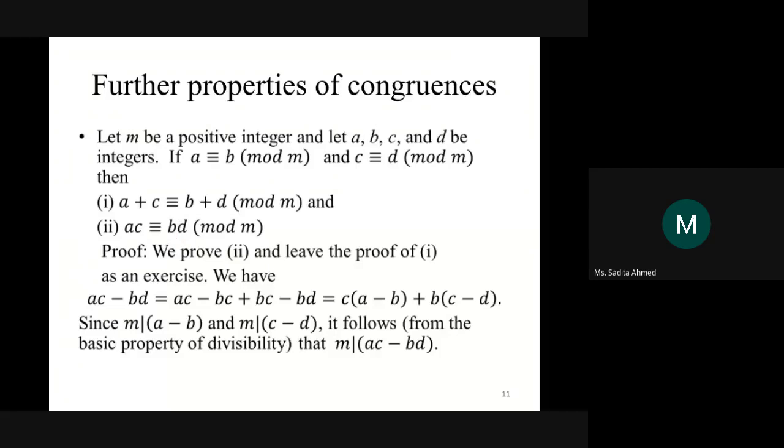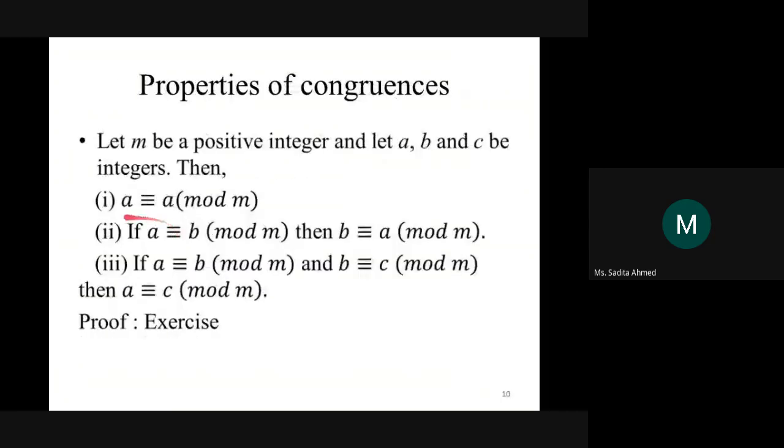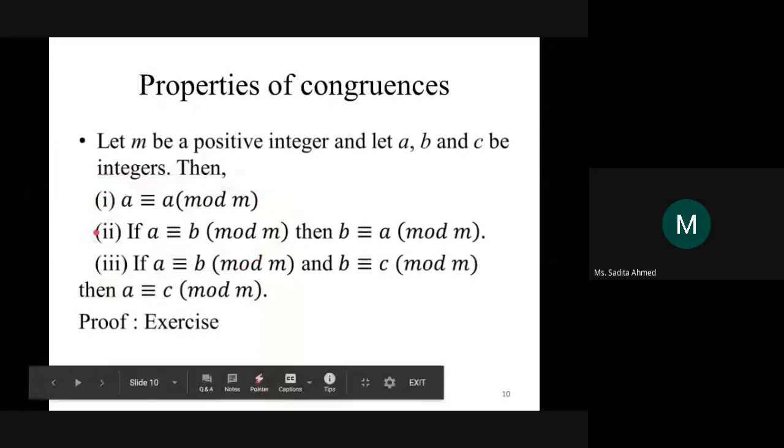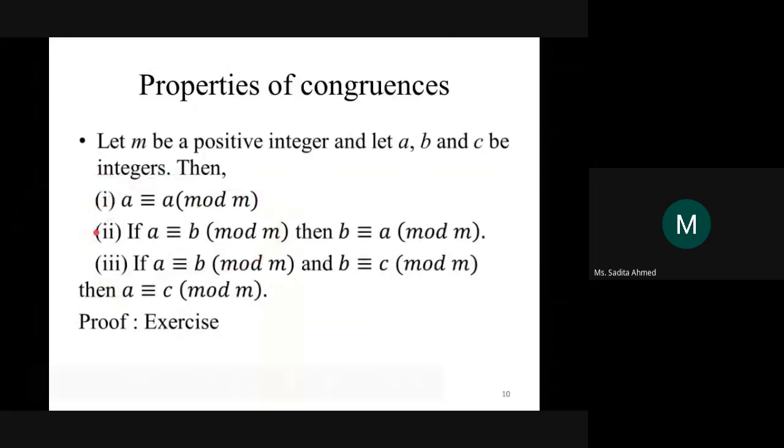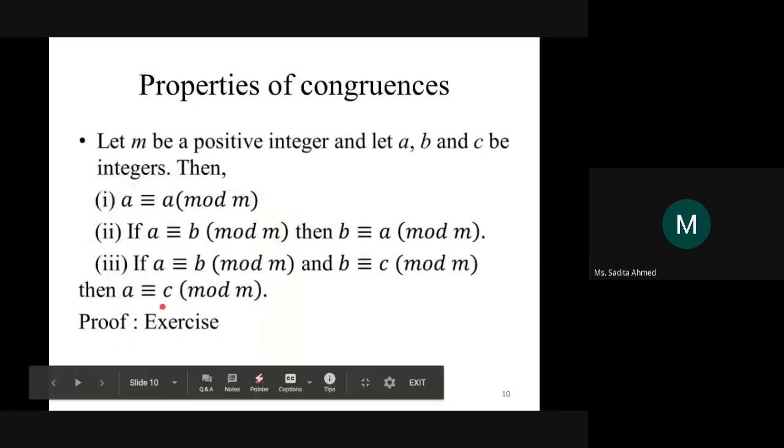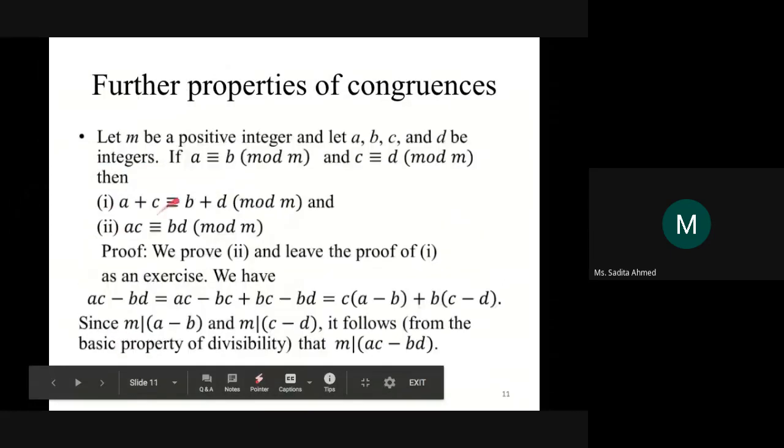Okay, first, two more properties of congruence. These are the three properties, the very basic three properties. You will see that we can use these three properties to prove other things as well. To solve problems, to prove other things, you can use any of these three properties. Also, you can use any of these two properties relating to congruence as well.